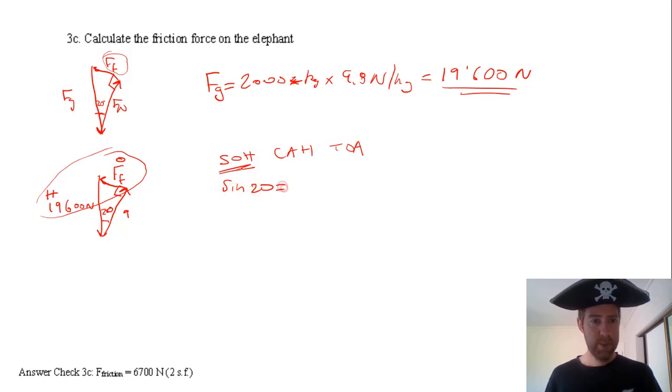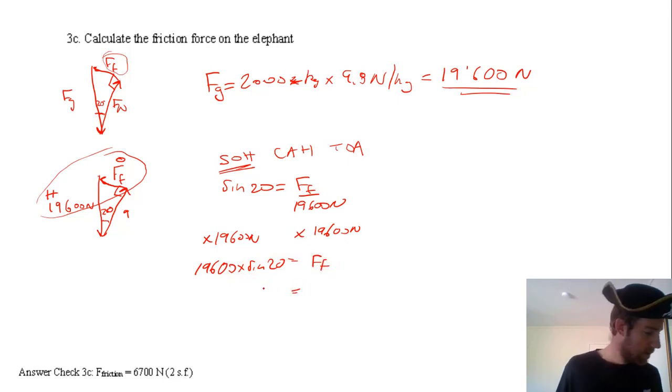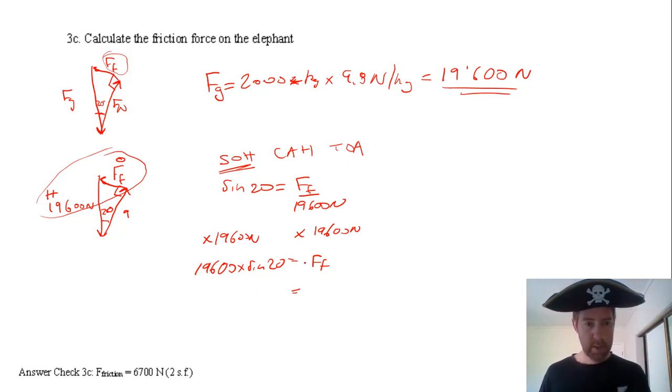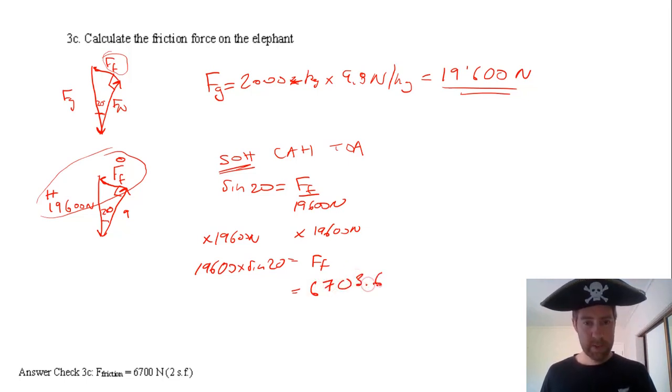So sine 20 equals opposite, force of friction, over hypotenuse. Times both sides by this, and I get 19,600 times sine 20 equals my force of friction. And if I do that on my calculator, times sine 20 equals 6,703.6 newtons. And my answer here says 6,700 newtons to SF.